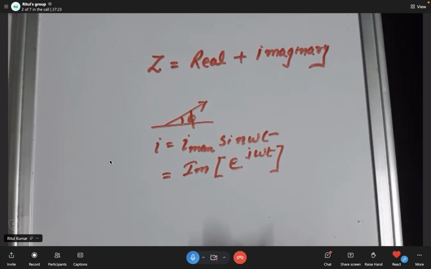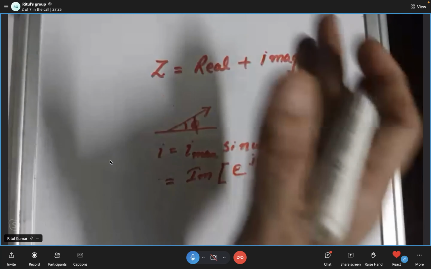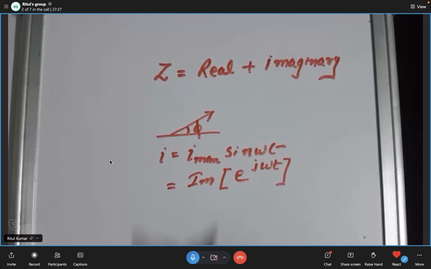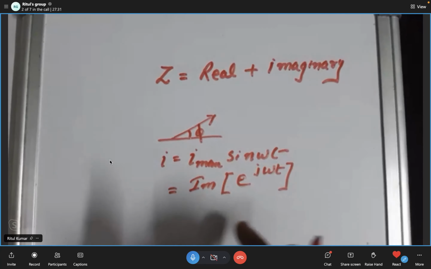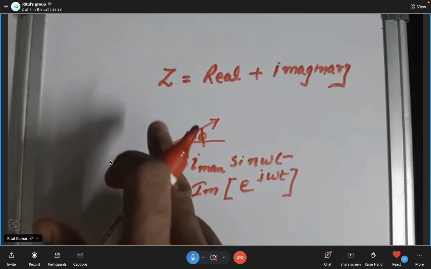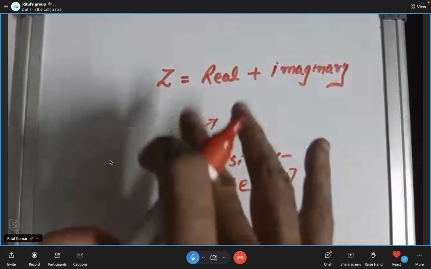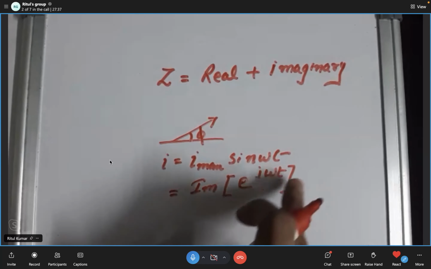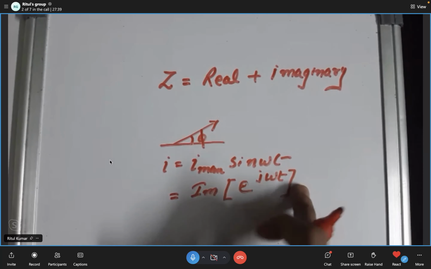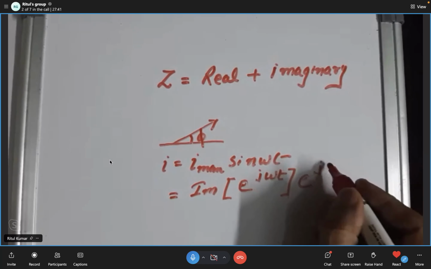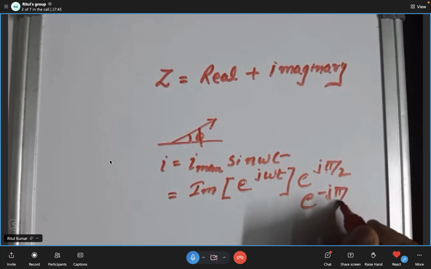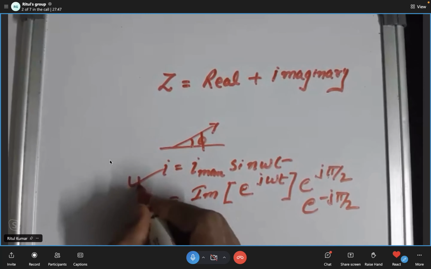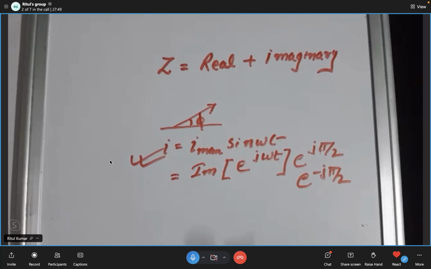Yes, sir. And then the rotation part is taken into account. What am I to do? If I am to present a capacitor, we'll rotate it clockwise by pi by 2. If I am to put an inductor, I'll rotate it anti-clockwise by pi by 2. Accordingly, I'll multiply this with e raised to the power j pi by 2 or e raised to the power minus j pi by 2. Now, this is what I'm to represent on a complex plane.